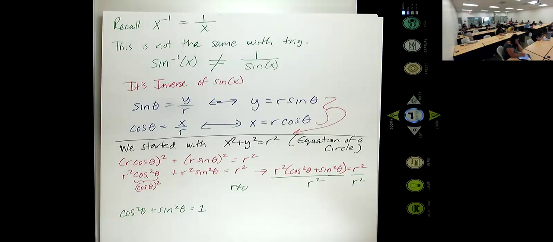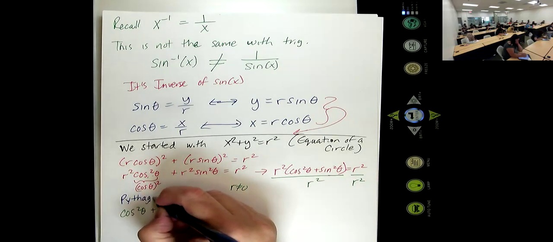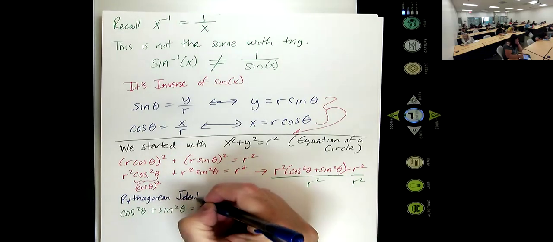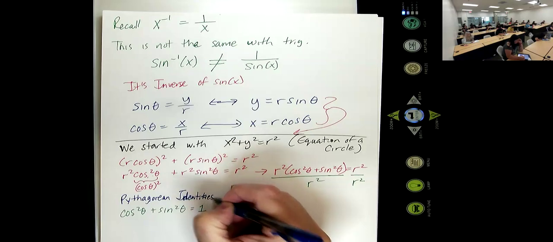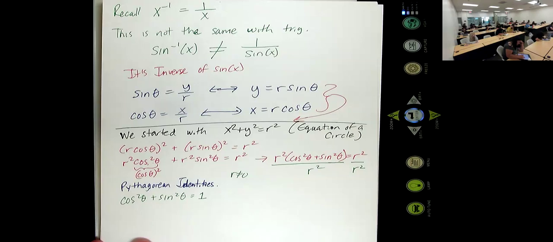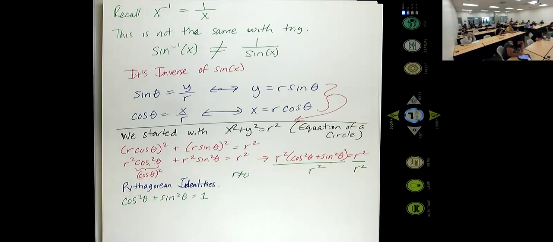Now there's two, this is called the Pythagorean identity. But I'm gonna say identities because there's two more. And I'll show you how you get it. This is the most important one to memorize. It shows up in calculus left and right. All the time.